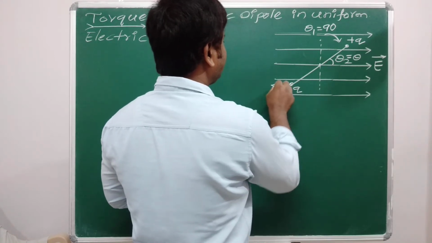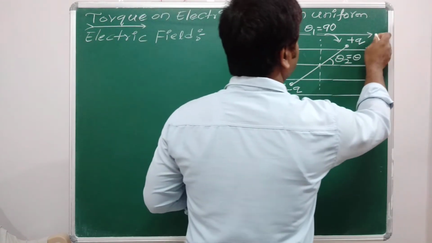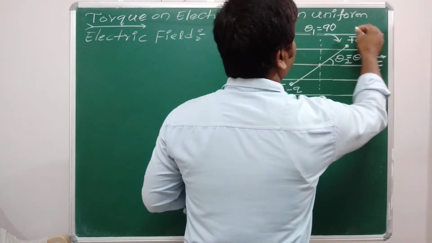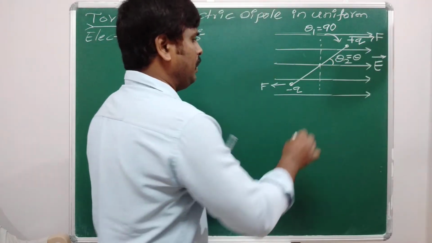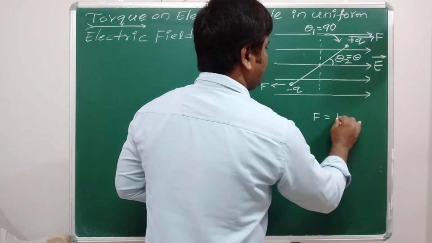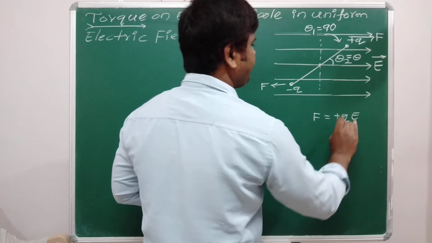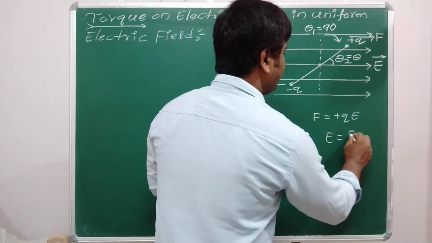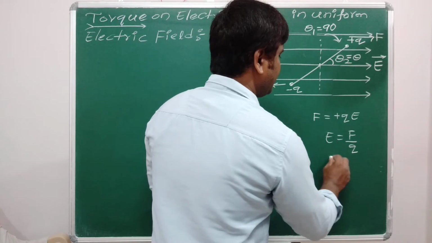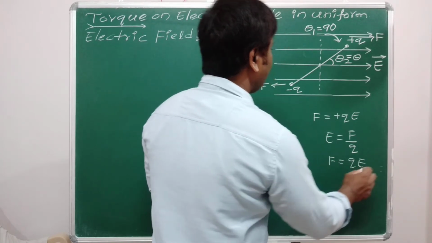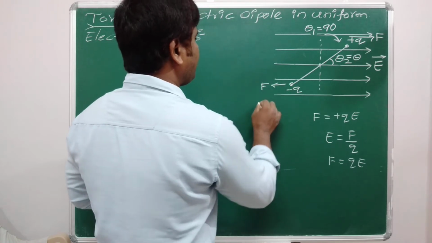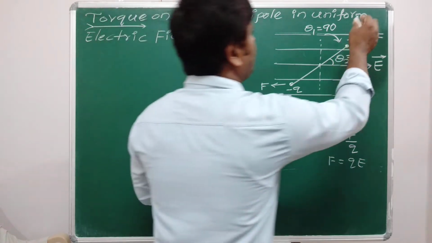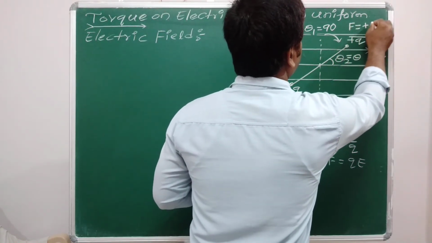So here the force acting is F. Here also a force is acting, taken like this, F. Here F is equal to plus Q into E. What is the electric field intensity formula? E is equal to F divided by Q. From this equation, F is equal to Q into E. This is the negative charge, that's why here force F is equal to minus Q into E. Here force F is equal to plus Q into E.